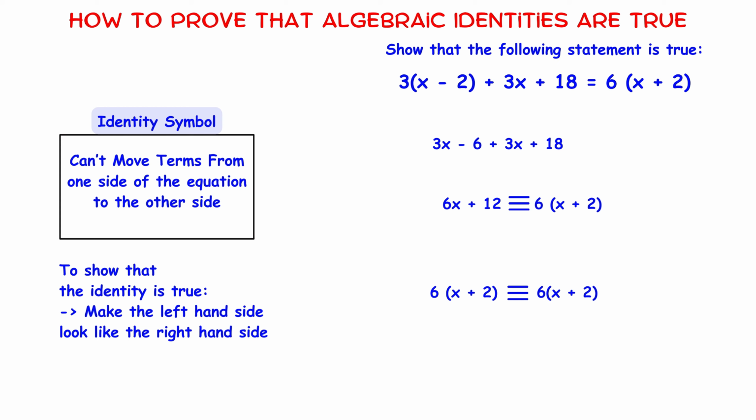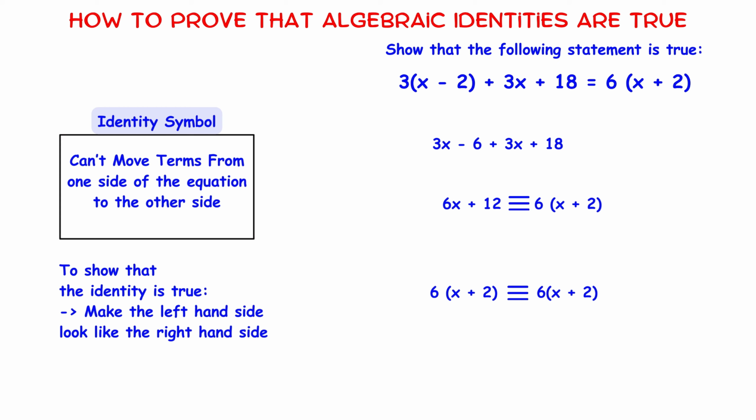side. So for our question, we'd first want to expand the 3 sets of x minus 2 to get 3x minus 6 plus the 3x and the 18, and then we can combine the like terms to simplify it all to 6x plus 12. Now this expression here is as simple as we can go, but if we look at it, it's still not the same as our right-hand side.